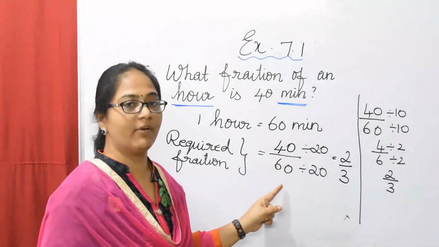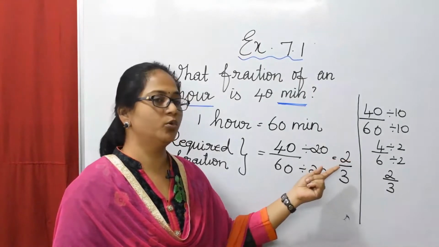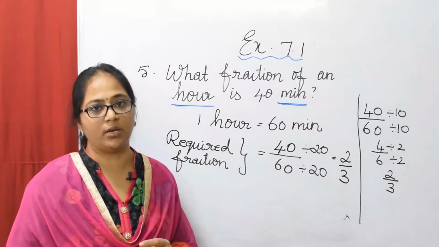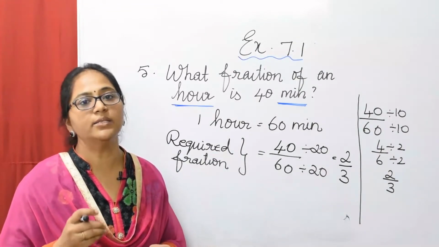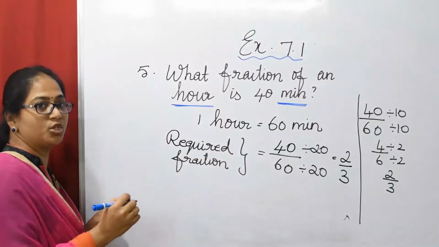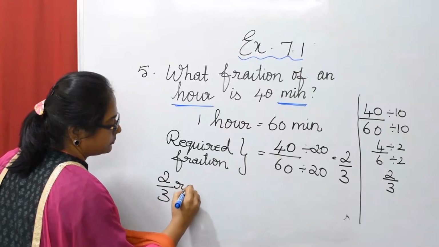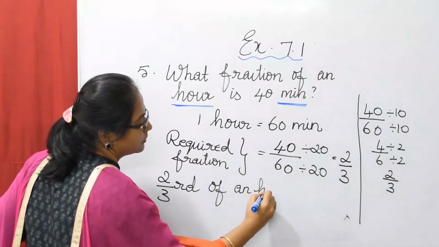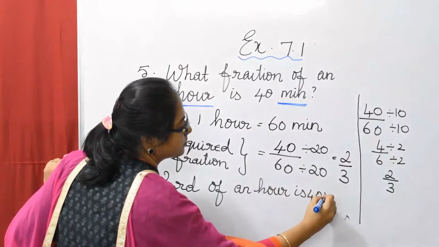So 40 divided by 60, we can simplify using 20 tables. So 2 by 3. What does it mean? 2/3 of an hour is 40 minutes. Your answer should be in this way. 2/3 of an hour is 40 minutes.